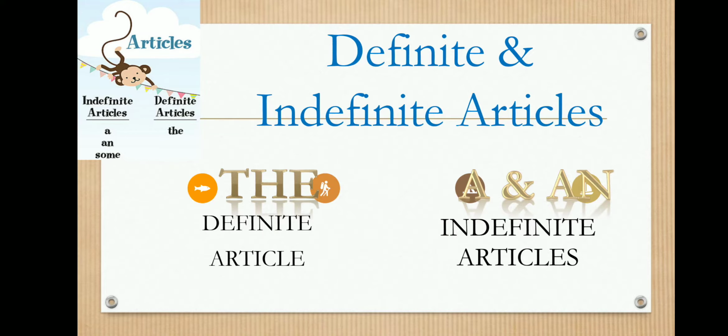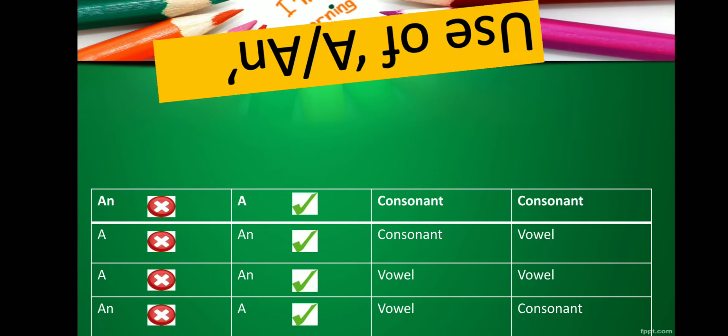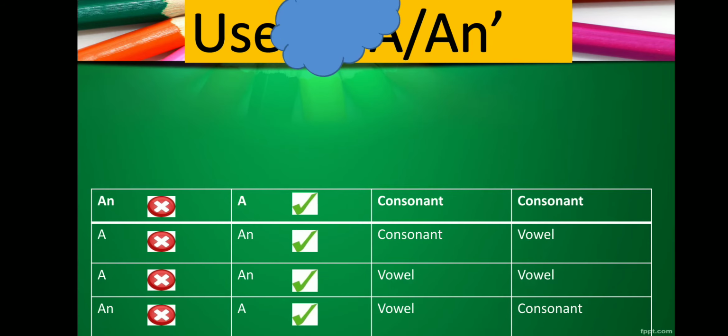Now let's come to the details about these articles. First are the definite and indefinite articles. The first type of determiner is articles, and articles are divided into 2 parts. First is the definite article the, and the second is the indefinite articles a and an. Now, the uses of a and an, how you will use them.